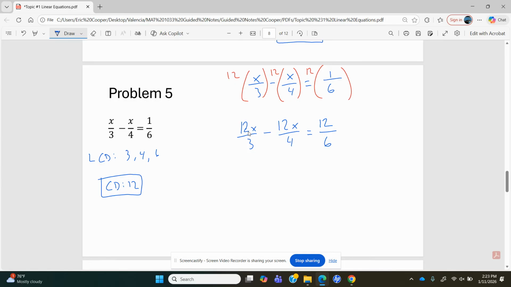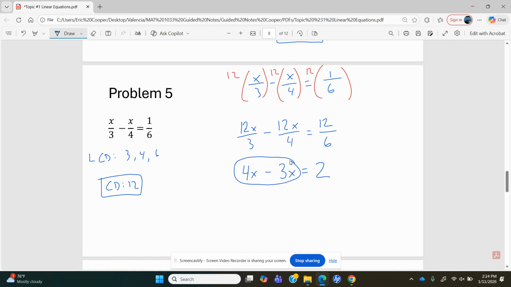Now these should be able to simplify. 12x divided by 3 gives me 4x. 12x divided by 4 gives me 3x. And 12 divided by 6 gives me 2. Now I no longer have to work with any fractions. I can solve this like the problems that we've done in the past.